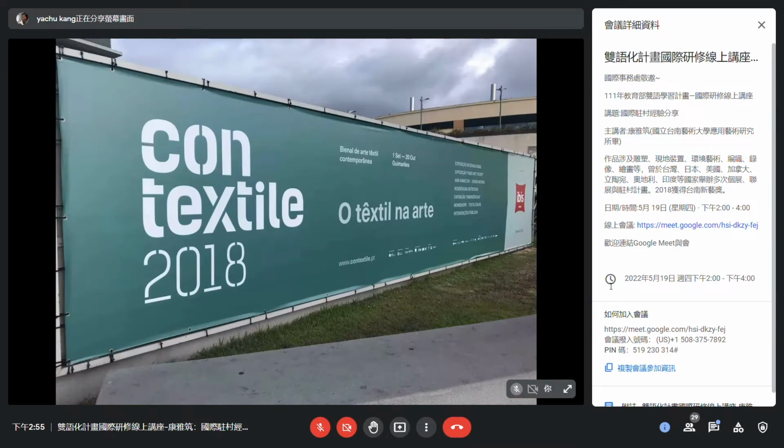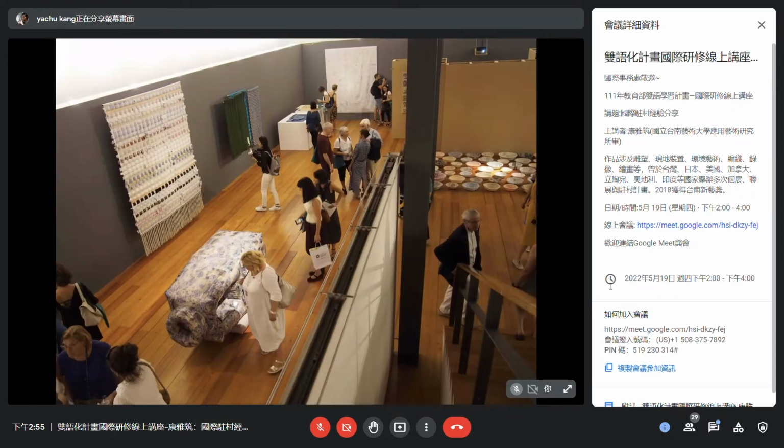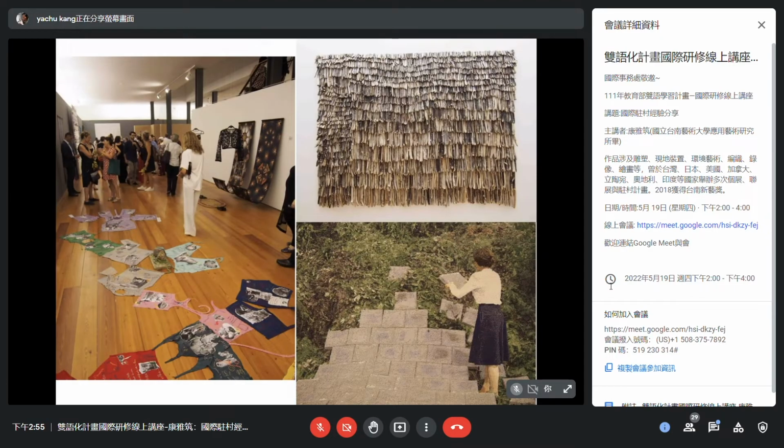And this is the poster that was made for the exhibition. The exhibition had a very big opening, and all the artists who got selected for the competition exhibition came from around the world and joined this event. And this is the main exhibition hall. You can see textile actually relates to many things. They can have many different kinds of form, style, material, concept.